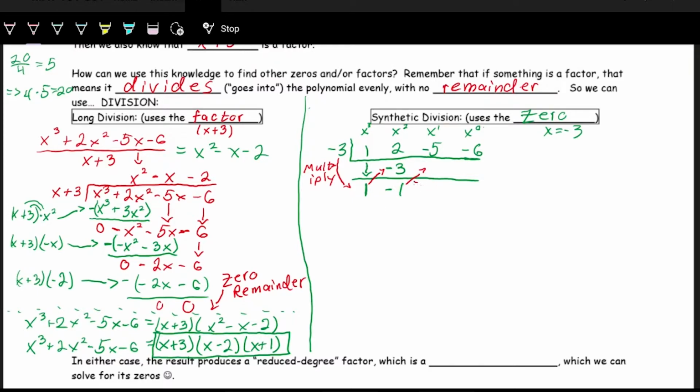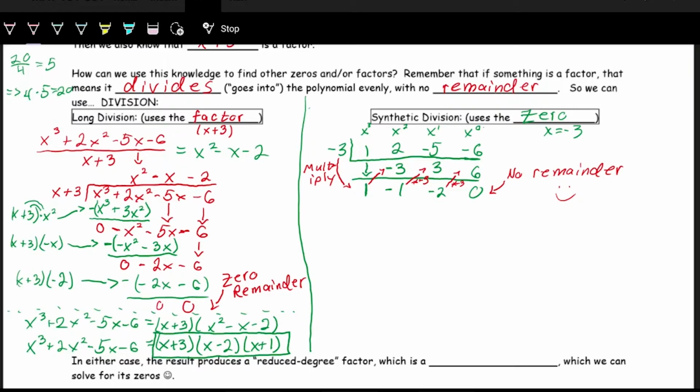So we just continue multiplying by the -3. We multiply by -3, and the result here is now +3. Then -5 plus 3 is -2, and we multiply that again by the zero, which is -3. The result is -2 times -3, that's +6, add that, and that's 0. We get no remainder, a zero remainder, which is great. That is exactly what we want, so we'll give it a little smiley face.